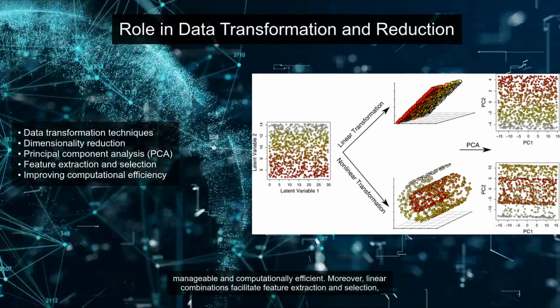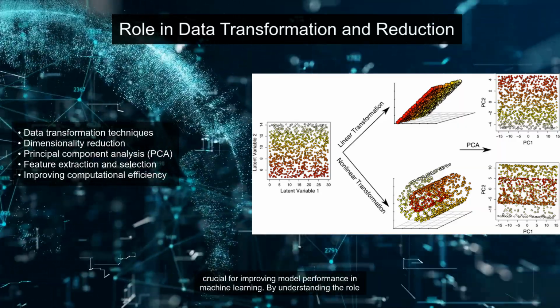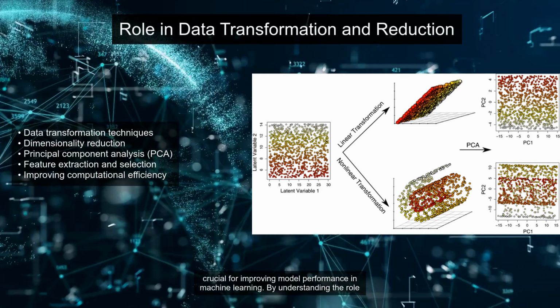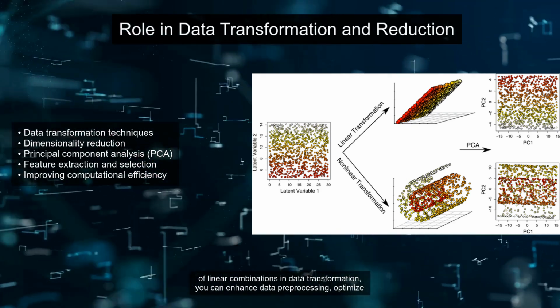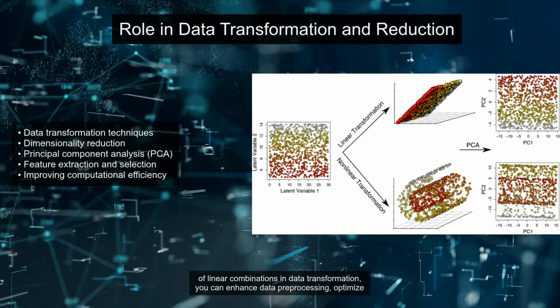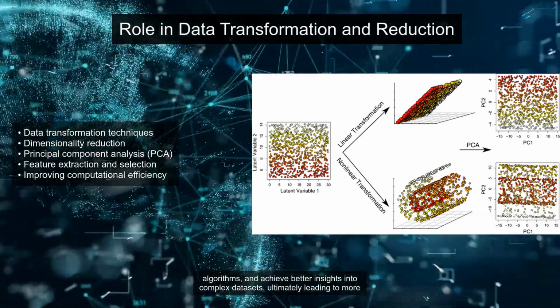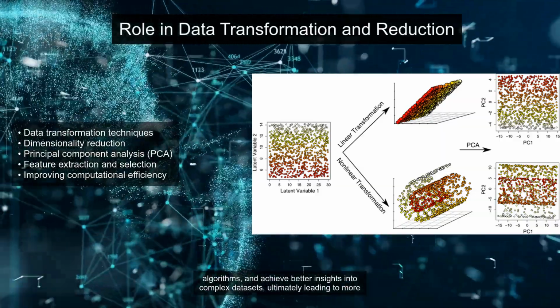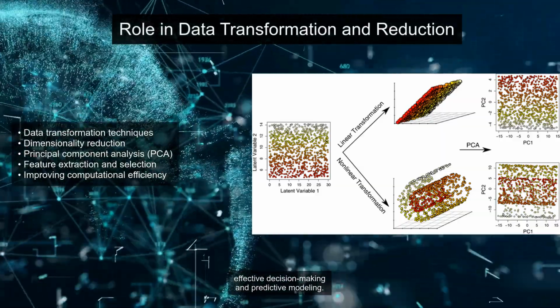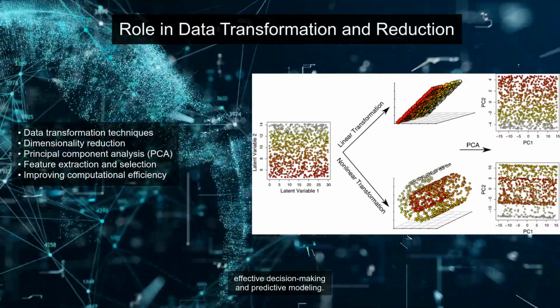computationally efficient. Moreover, linear combinations facilitate feature extraction and selection, crucial for improving model performance in machine learning. By understanding the role of linear combinations in data transformation, you can enhance data preprocessing, optimize algorithms, and achieve better insights into complex datasets, ultimately leading to more effective decision-making and predictive modeling.